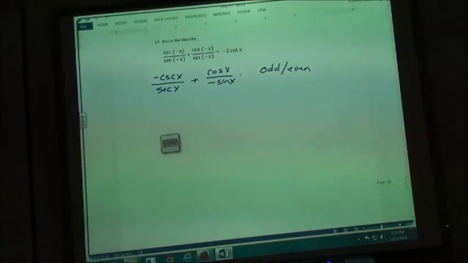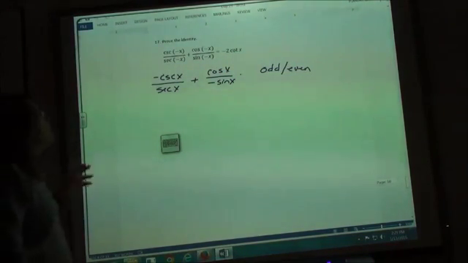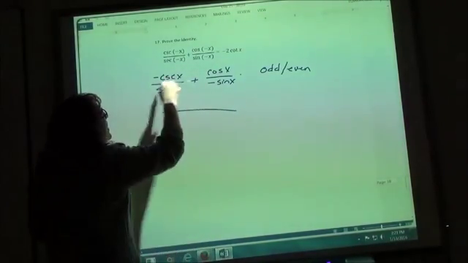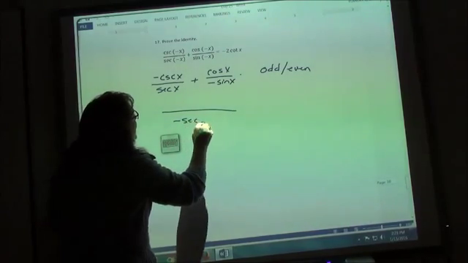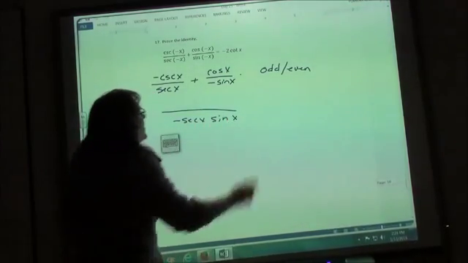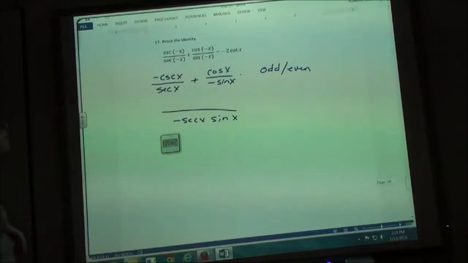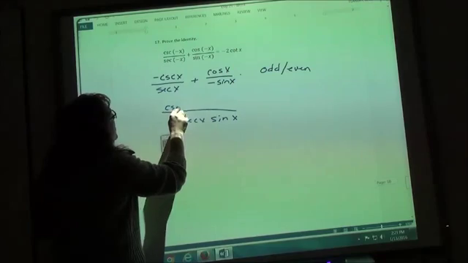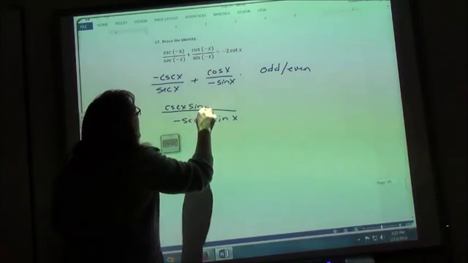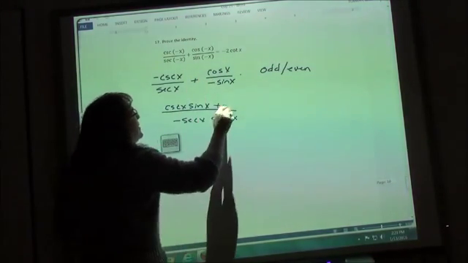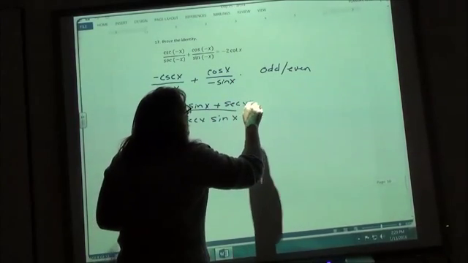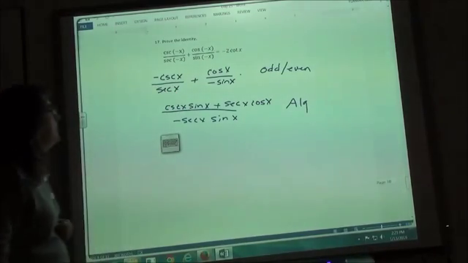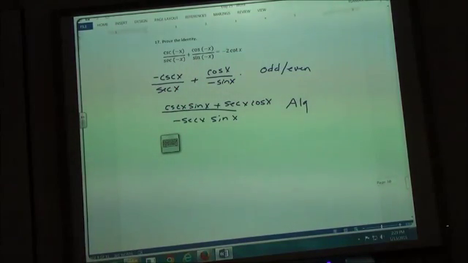I've got two separate fractions. I want them to be one problem, so I'm going to go ahead and do my common denominator. So I'm going to put the negative in front. Negative secant of x, sine of x is going to be my common denominator there. And so here, negative times a negative is going to give me a positive cosecant of x, sine of x, plus this times this gives me secant of x, cosine of x. And again, just doing algebra there, getting my common denominator.